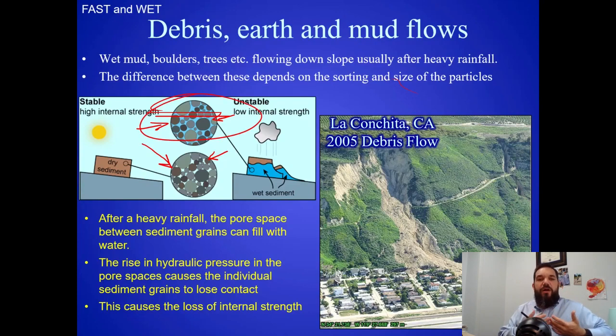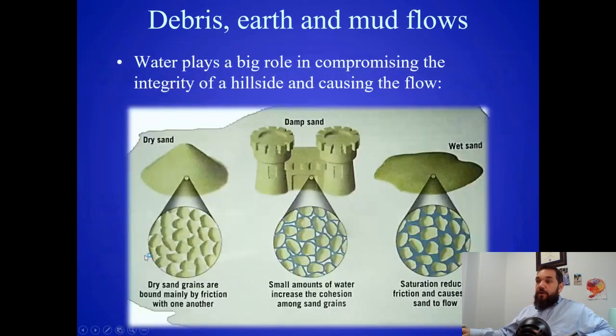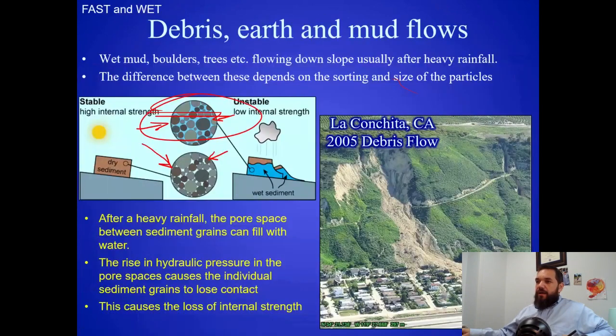And once they lose contact, they're able to slide downhill because they lose what's called shear strength. They can be easily sheared, meaning easily move side by side, and it starts free flowing downhill. So usually after a heavy rainfall, the pore space between sediment grains fills with water. The rise in hydraulic pressure in the pore space causes individual sediment grains to lose contact. That loss of internal strength leads to the failure of the slope.